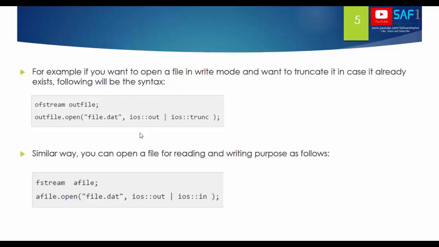We can use a similar way for opening a file for reading and writing purposes. Here we are declaring an object from fstream, which contains both ofstream and input file stream, as you know, and we are opening this file for output and input mode. We can do both operations in the same file using this fstream.